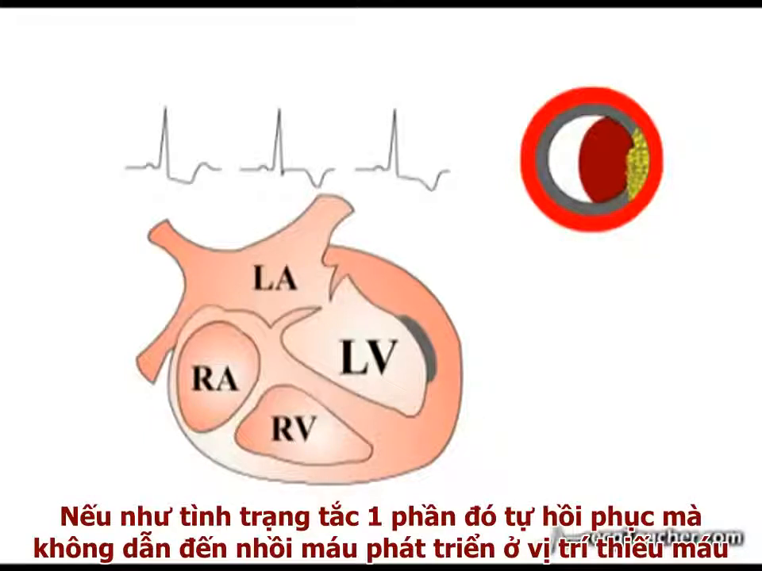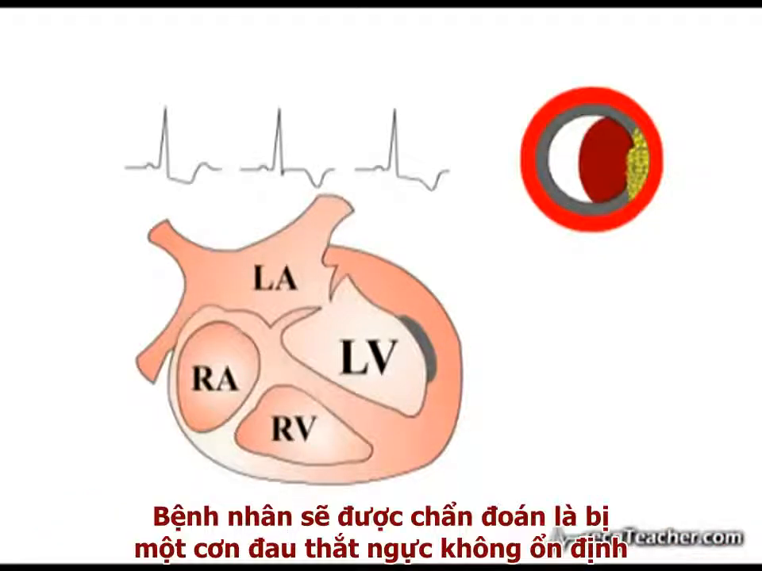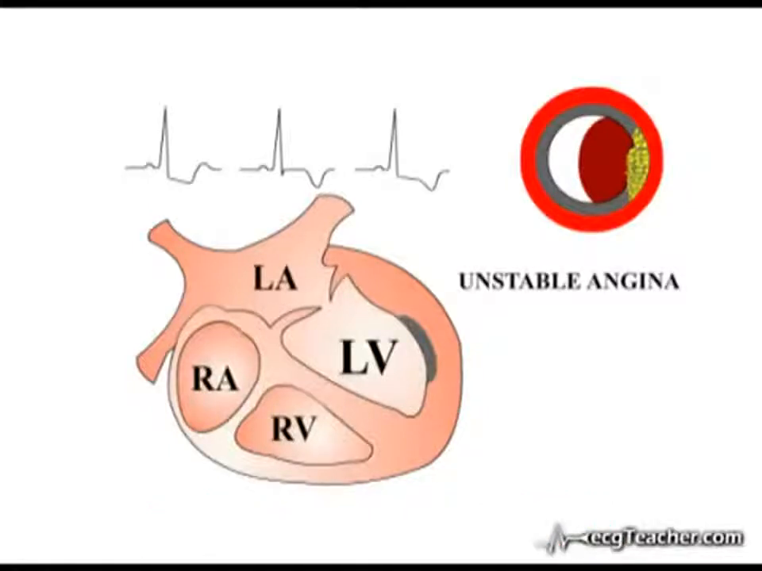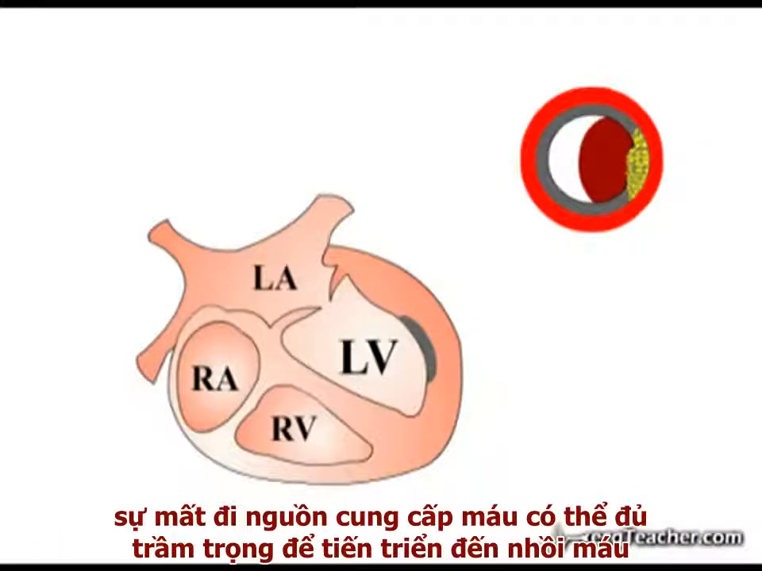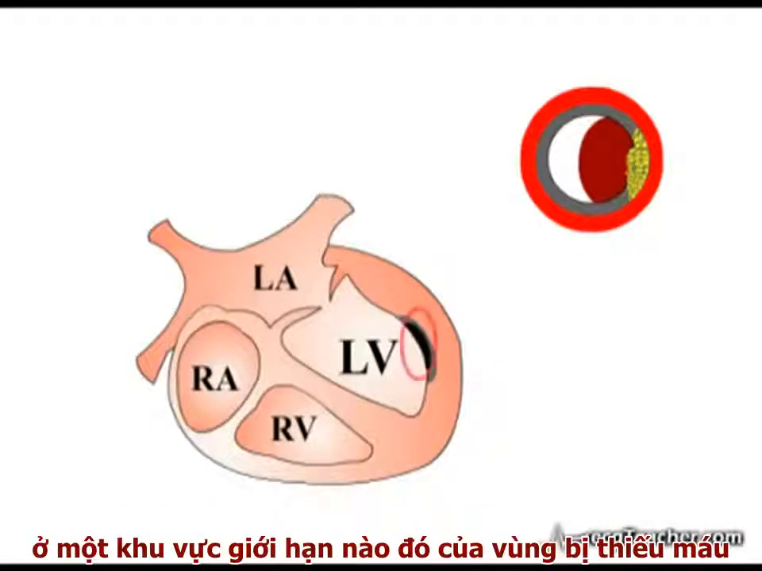On occasion, ischemia manifests as a combination of both ST segment depression and T wave inversion. If such an episode of partial occlusion resolves with no infarct developing in the ischemic area, the patient is said to have suffered an episode of unstable angina. In some cases of partial obstruction, however, the loss of blood supply may be sufficient to progress to infarction in a limited region of the ischemic area.